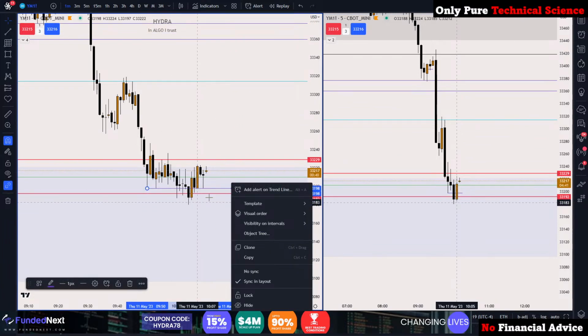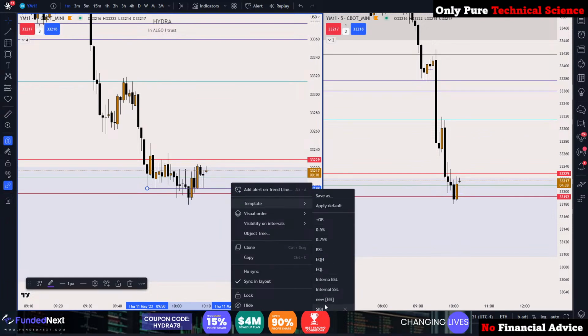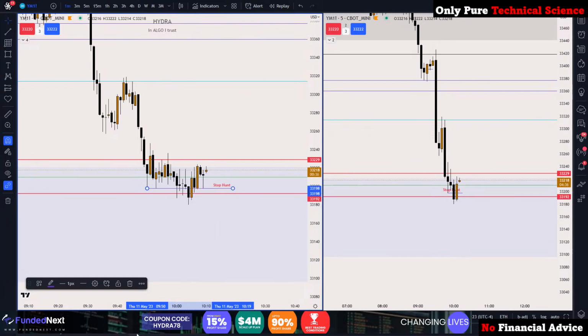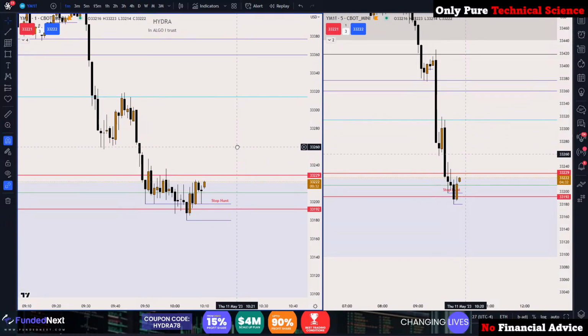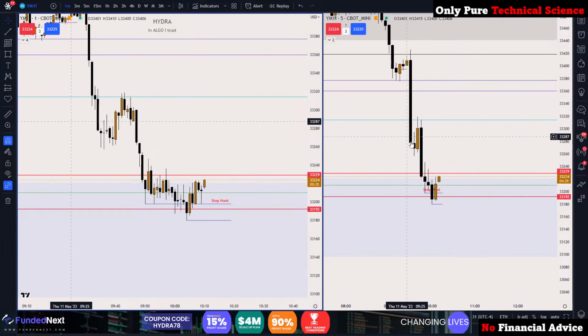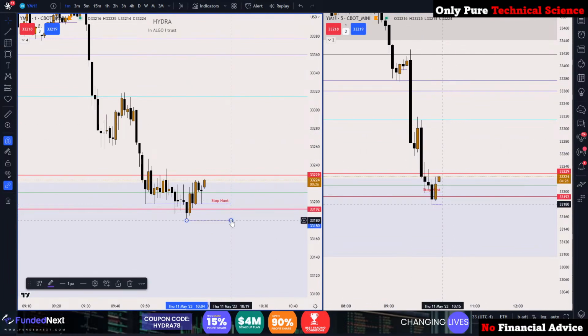So lower low, new lower low, right? Our stop hunt is here. New lower low right here. Where is our breaker block, according to this price action here? Do you guys see the breaker block? I'm just gonna hide these drawings here.